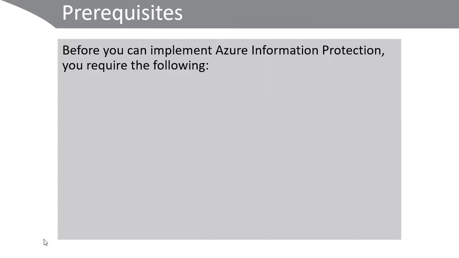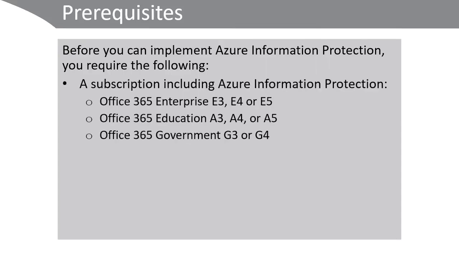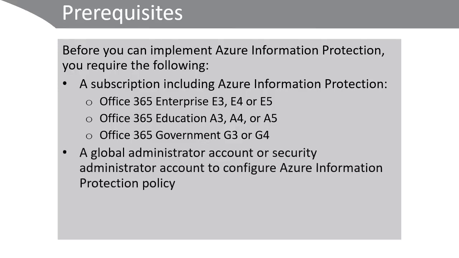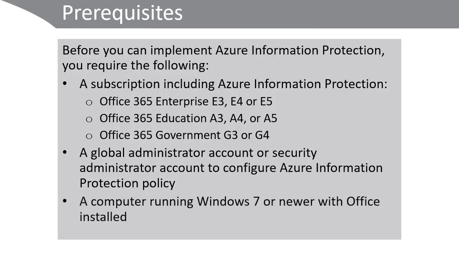Before you can implement Azure Information Protection, you require the following: a subscription including Azure Information Protection available on Office 365 Enterprise E3, E4 or E5, or Education A3, A4 or A5, or Government G3 or G4. A Global Administrator account or Security Administrator account that will be used to configure Azure Information Protection policies. A computer running at least Windows 7 with Office installed.